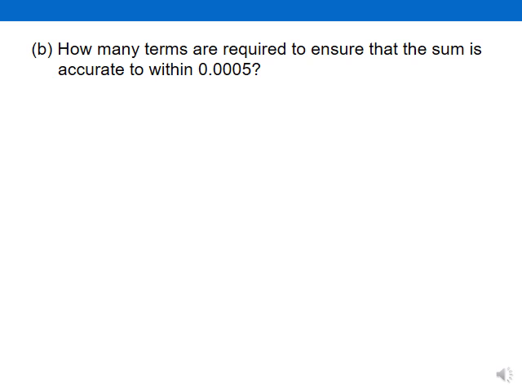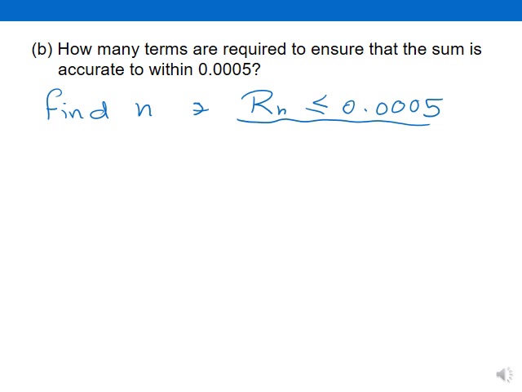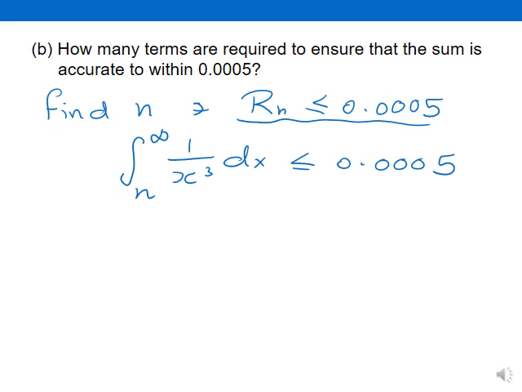I could restate this problem as: find n such that the error bound is less than 0.0005. Now I need to solve this inequality. I know that my error is bounded by the integral from n to infinity of 1 over x cubed dx. I'm still dealing with the same series 1 over n cubed, and this is my related function. I need it to be less than 0.0005. I need to solve this inequality.